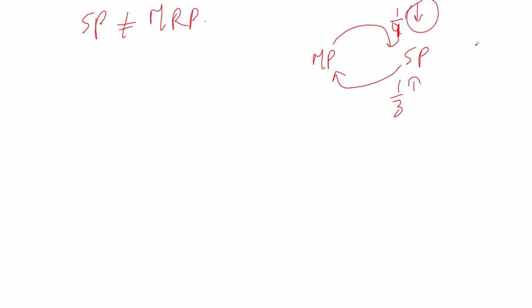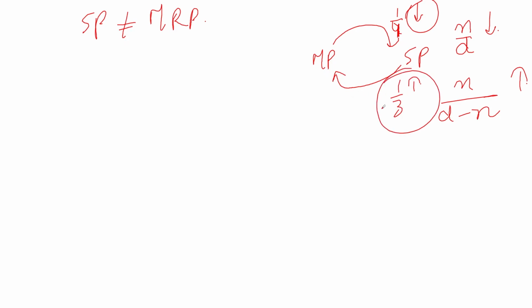When there is a decrease of n by d from number A to number B, then from number B to number A, there's an increase of n upon d minus n. We have done this in the previous question. Okay. So now if there's a decrease of 1 by 4 while going from MP to SP, so while going from SP to MP, there has to be an increase of 1 by 3. So for this, I'll first quickly find out one third of SP. So one third of SP is one third of 3000, that is 1000.